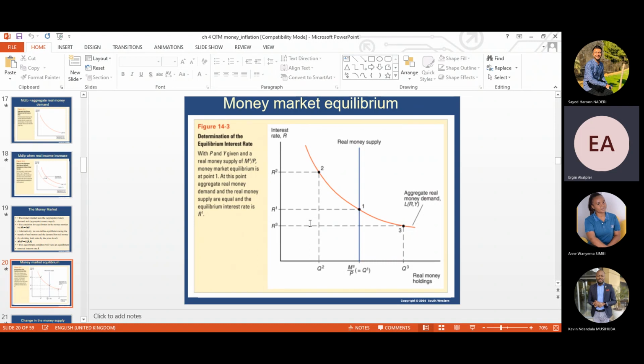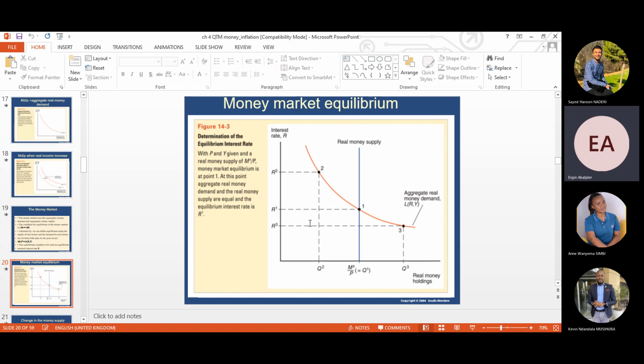I will read the paragraph. With P and Y given and a real money supply of M divided by P, money market equilibrium is at point 1, where you are observing the real money supply intersecting money demand. At this point, aggregate real money demand and the real money supply are equal at the equilibrium interest rate, as you are observing here, R1.